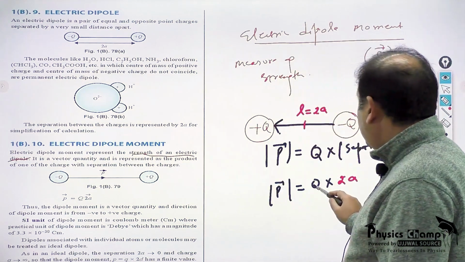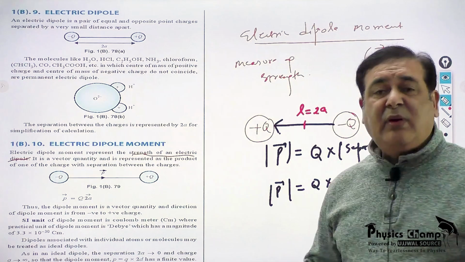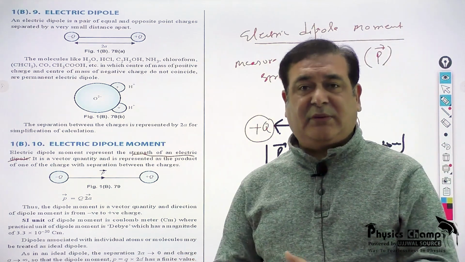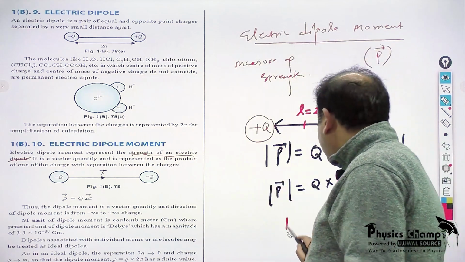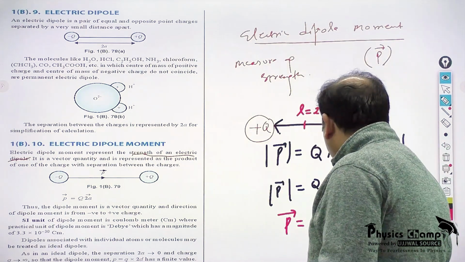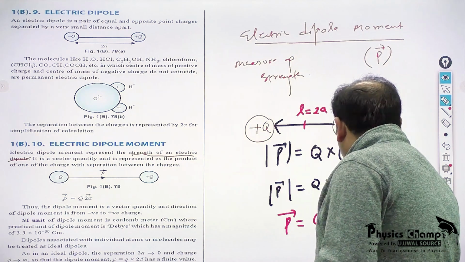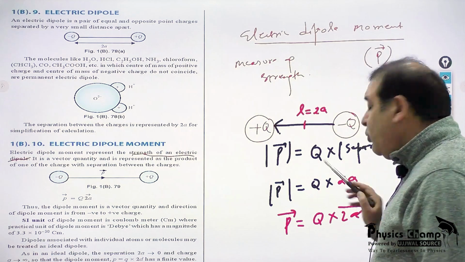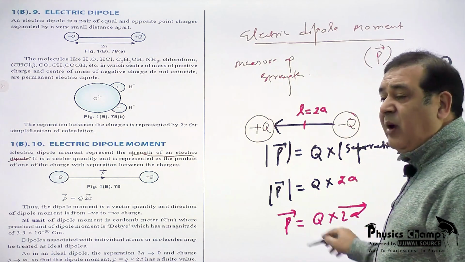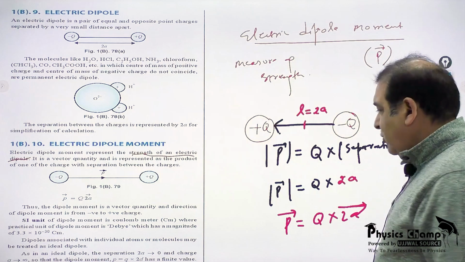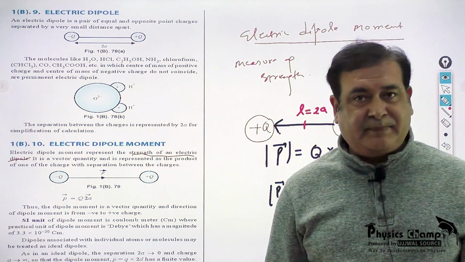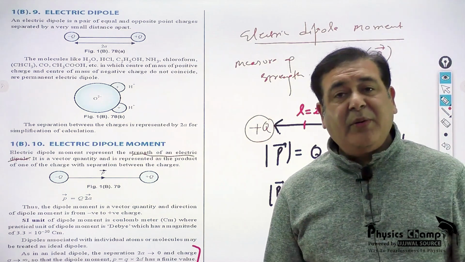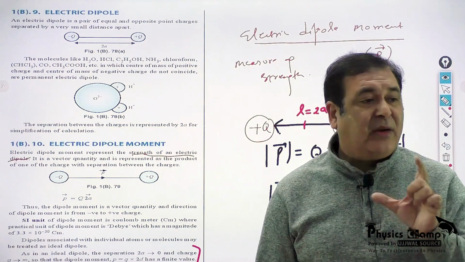So electric dipole moment is defined as the product of one of the charges into separation between the two charges. And electric dipole moment has a direction from negative charge to positive charge. Among Q and 2A, if I have to call something a vector, charge is a scalar quantity, so it is 2A only which will be represented as a vector. And once again, I want to remind you that the separation should be of the order of angstrom.